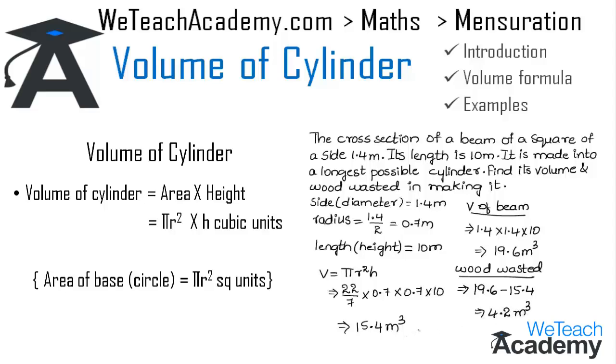Then coming to the percentage of wood wasted, it will be equal to 4.2, that is volume of wood wasted, divided by volume of beam, that is 19.6, into 100. So here by simplifying, we get 21.4% as the result of percentage of wood wasted. So this was a basic introduction on volume of cylinder.